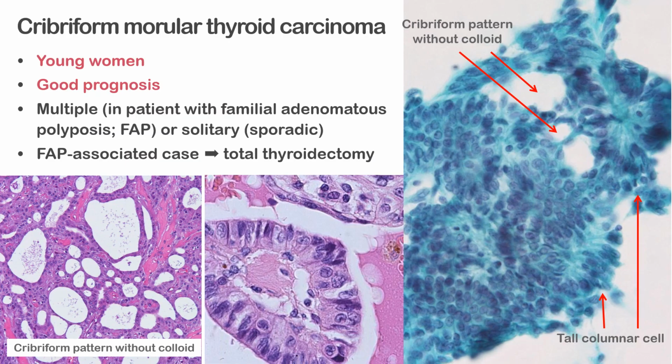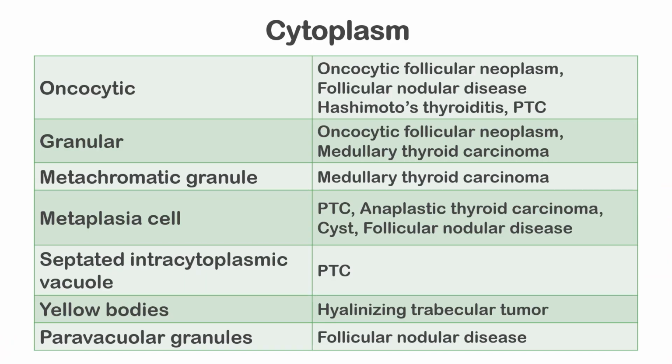Cribriform morular thyroid carcinoma is also composed of tall columnar cells. When you see tall columnar cells in young women, at first, you should consider this variant. Next, I'd like to talk about cytoplasm.